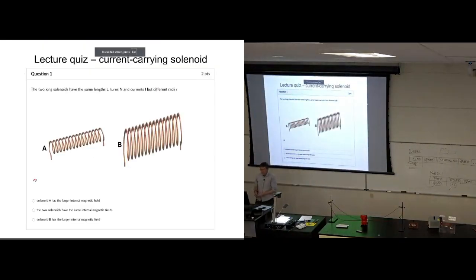We're asked to think about two solenoids, the one on the left and the one on the right. We're told that the two solenoids have the same length, both uppercase L. They have the same number of turns, uppercase N, so they would have the same number of turns per unit length. We're told that the two solenoids carry the same current. They both carry current I. But the two solenoids do have something that's different. It's obvious in the picture. One of them has twice the radius, one of them has half the radius of the other. So B has twice the radius, A has half the radius.